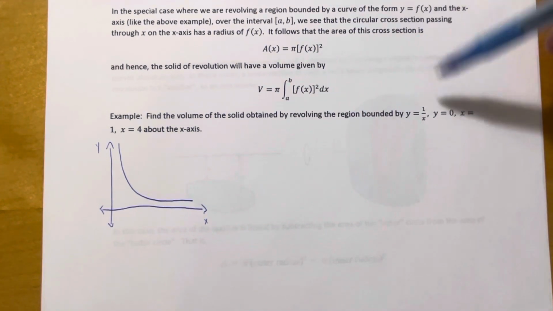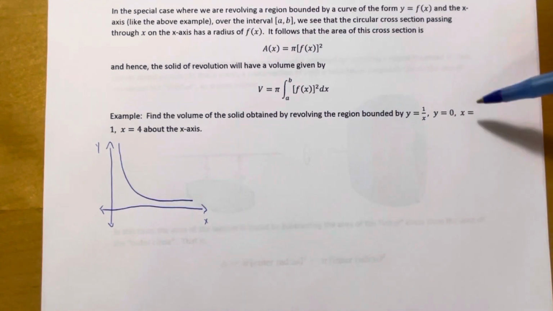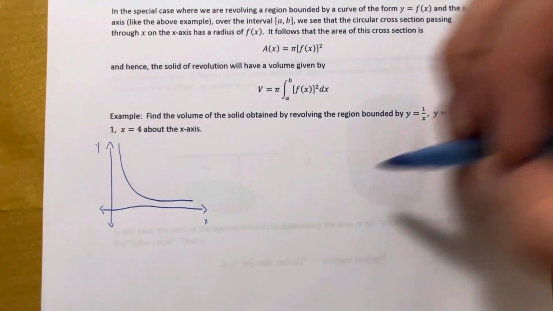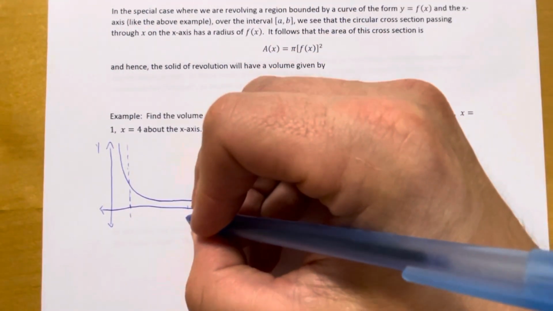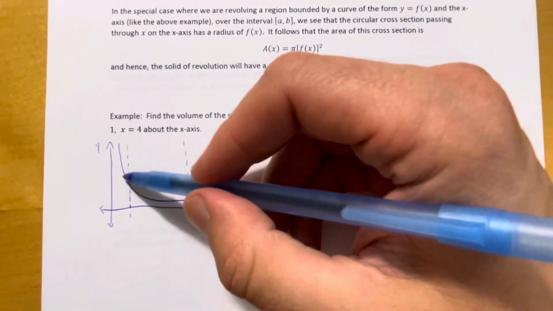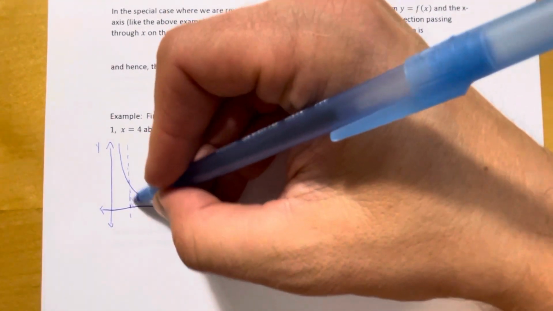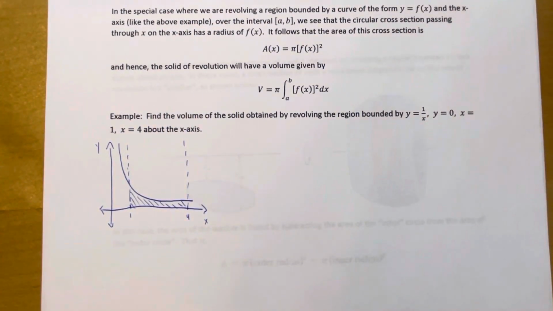Y equals 0 is just another name for the x-axis. So I've already included that in my picture. X equals 1 and x equals 4. Those are both vertical lines. So x equals 1 might be right there. X equals 4, let's say that it's right here. And now by putting all four of those things together, I can see the region that we're talking about. So that's the region that we're revolving around the x-axis.